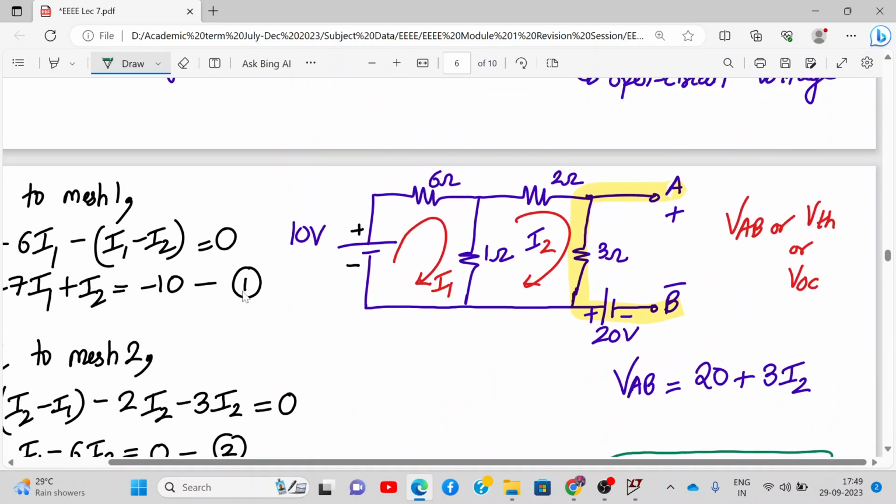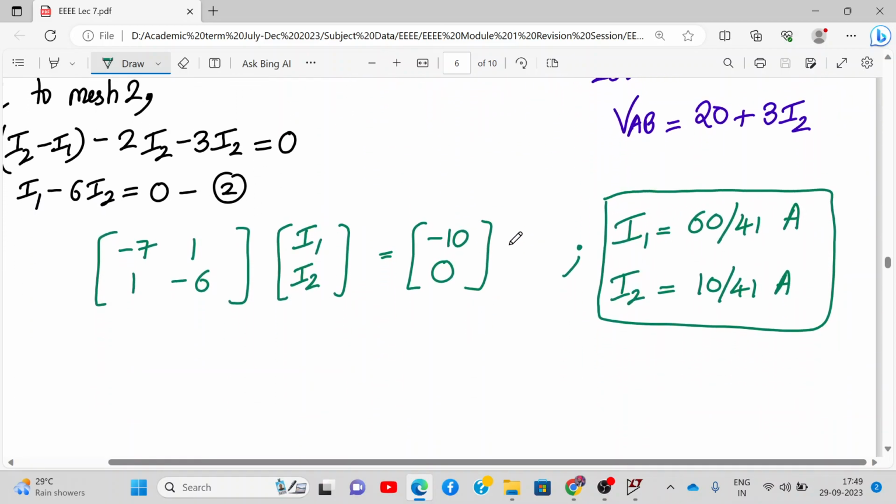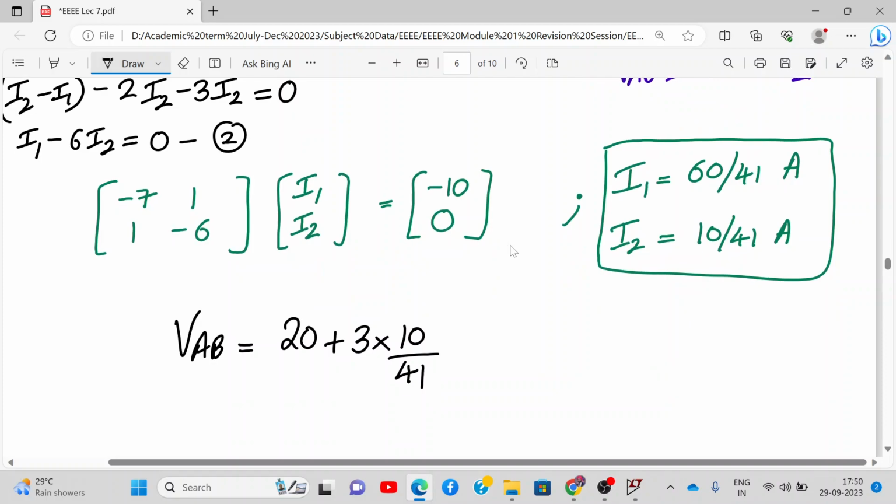Now, what did we say? What was VAB? Again, I repeat, start from B and go towards A. So when you start from B, here you find there is a rise in potential, so it will be plus 20. And we are going above. Here the current is in opposite direction to the flow, so here we get current as positive. So it will be 20 plus 3 I2. All right. So now we found the value of I2. So let's write the value of VAB again. VAB will be 20 plus 3 I2. And how much is I2? 10 divided by 41. Now, if you work it out, you will get VAB as 20.73 volt. Okay. So this is the value of VAB, or this is the value of VTH, which we want, Thevenin's voltage.